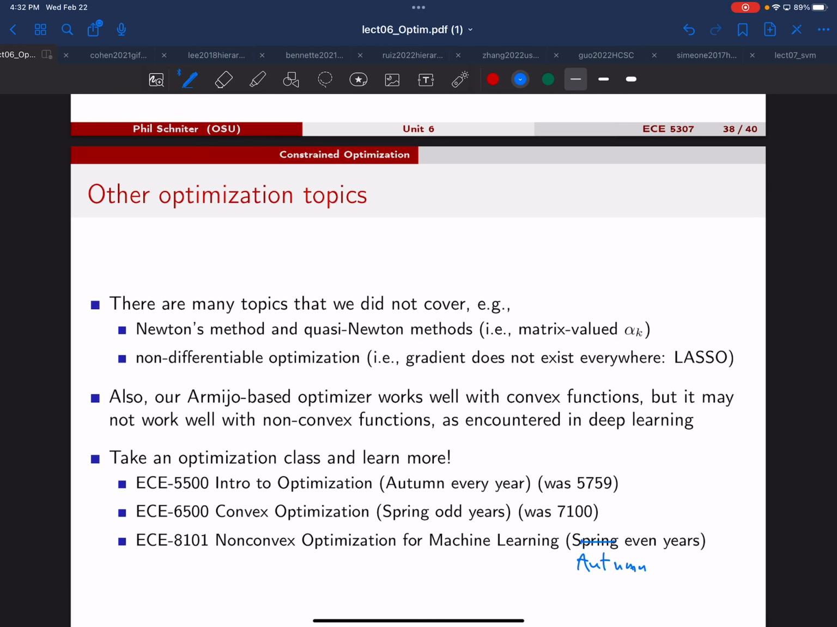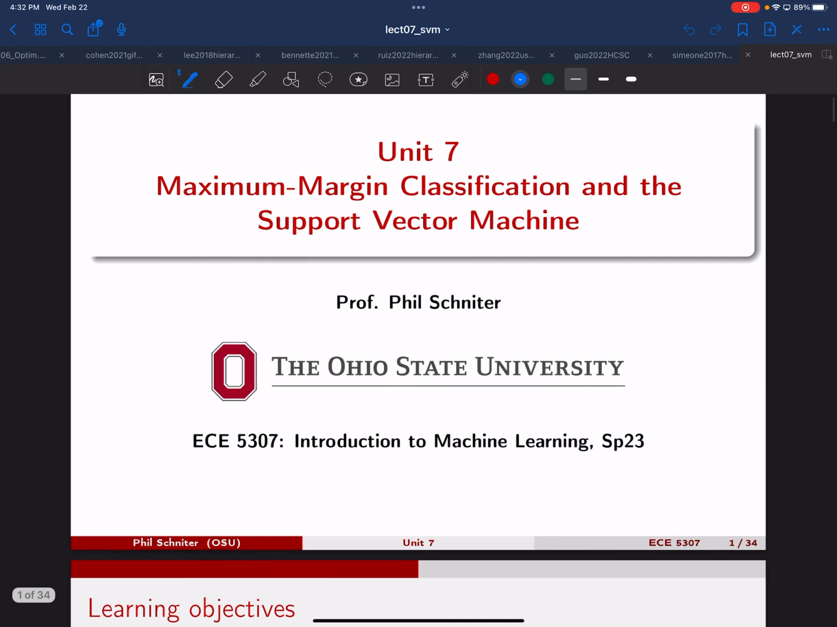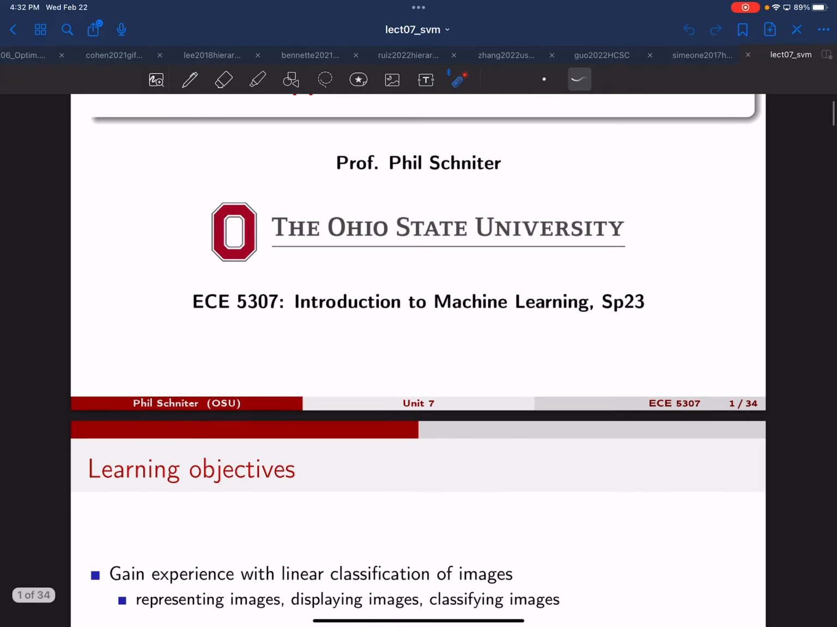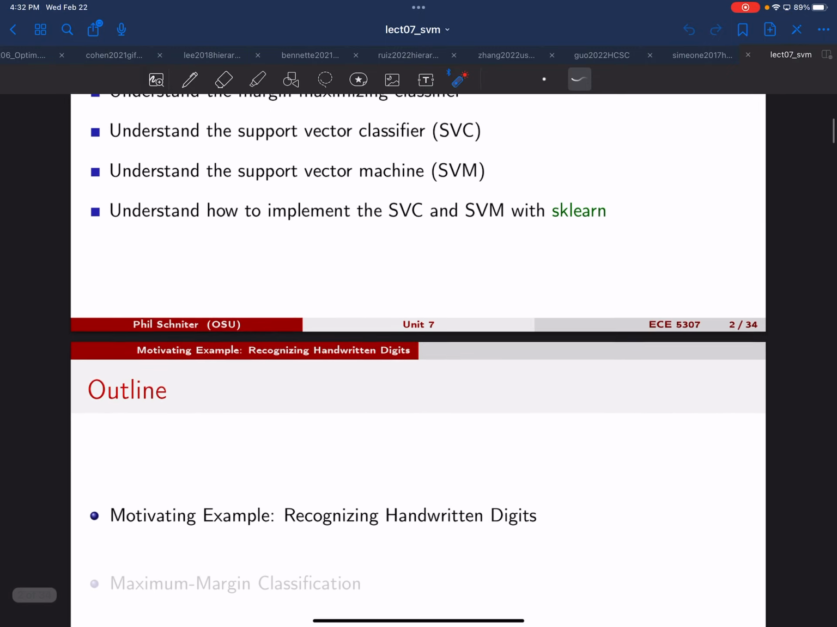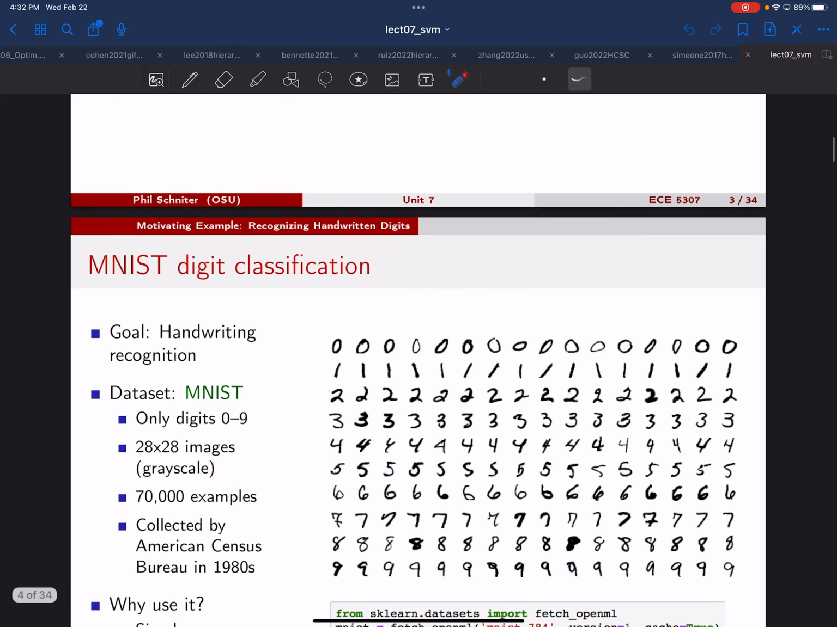Okay, great. So let's jump to Unit 7. Unit 7 is, again, going to be about classification. It's going to get into a more advanced method called the support vector machine. All right, so maybe let's get into it.